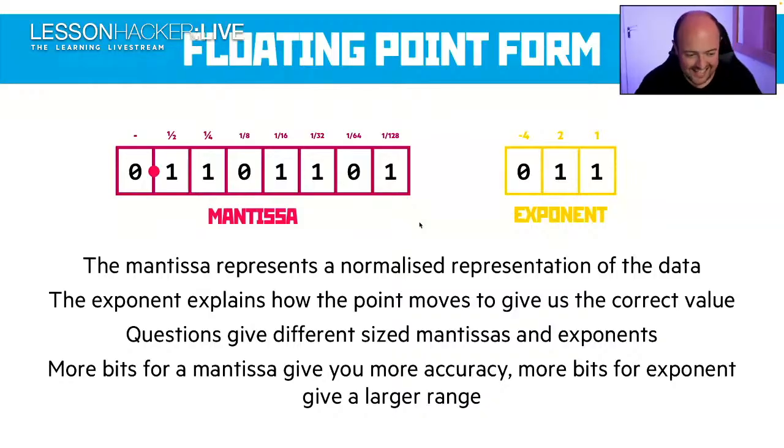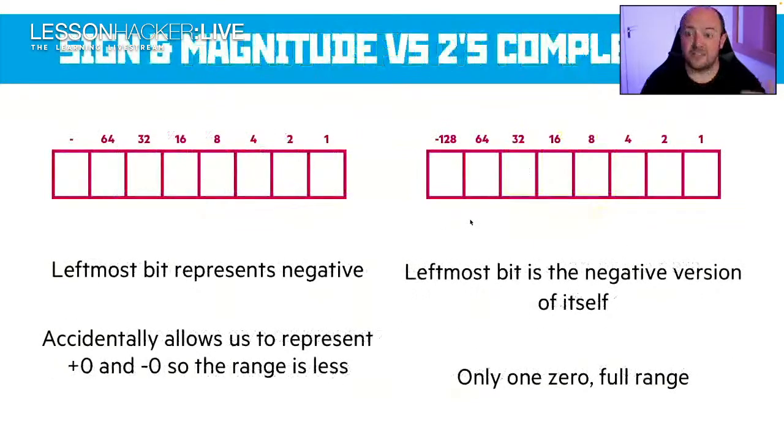Now, floating point. This is a big thing. Floating point calculations, they will tell you how many bits are in the mantissa and how many bits are in the exponent. Now, the mantissa is a normalized representation of data. And what that means is if it's positive, it's going to be 0.1 something. And if it's negative, it's going to be 1.0 something. The reason for that is it's 2's complement. The most significant value is a negative indicator. So if it's negative, the leftmost value must be a 1. And if it's positive, the leftmost value must be a 0. That's what normalized means.